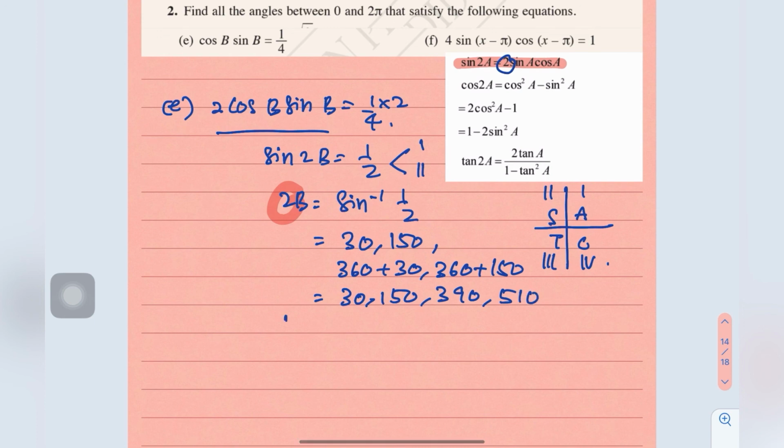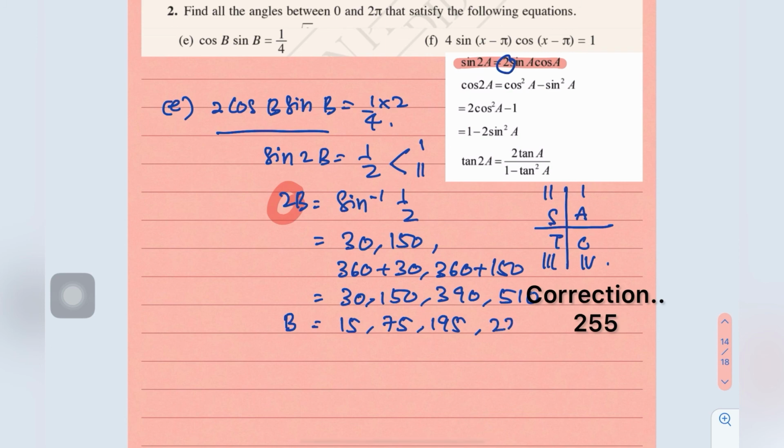To find the angles of B, we divide all by 2, giving 15, 75, 195, and 255. Then multiplying all by pi over 180, we get pi over 12, 5 pi over 12, 13 pi over 12, and 17 pi over 12.